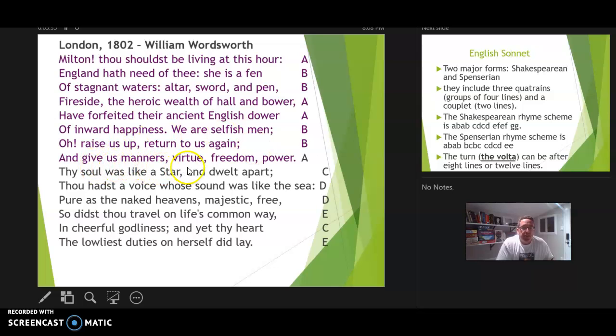Thy soul was like a star, and dwelt apart. Thou hast a voice whose sound was like the sea, pure as the naked heavens, majestic, free. So didst thou travel on life's common way in cheerful godliness, and yet thy heart the lowliest duties on herself did lay.